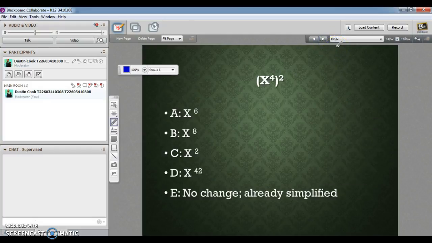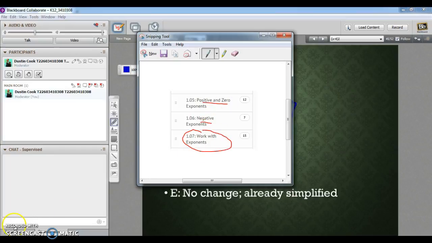So let's look at this. I bet you can do it. Pause the video, see what you come up with. All right, if you said x to the 8, you're correct because 4 times 2 is 8. This one, it's negative 8 because negative 4 times 2 is negative 8. And really, that's all there is to it. I bet you can do 1.07 now, which is this one. Good luck.